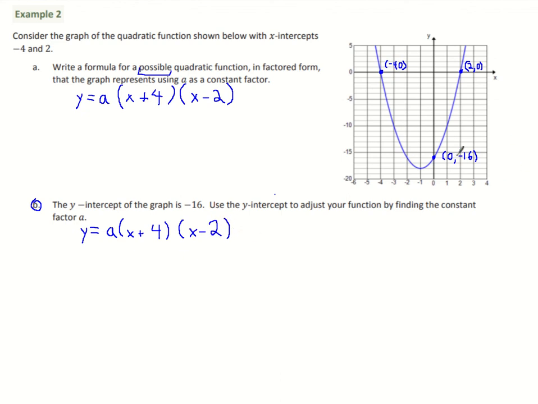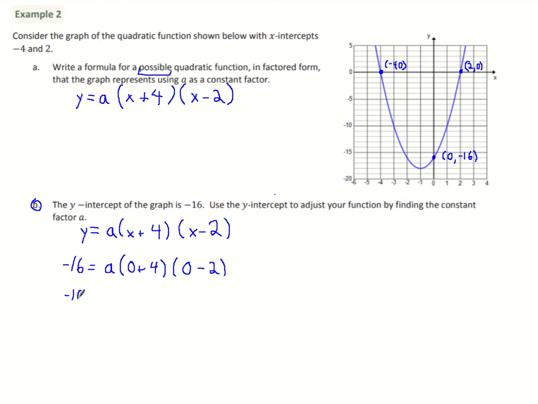Now for my x's, I'm going to plug in 0. And for my y, I am going to plug in negative 16. So negative 16 is going to be equal to a times 0 plus 4 times, I was about to write an x there, but my x is now 0 minus 2.